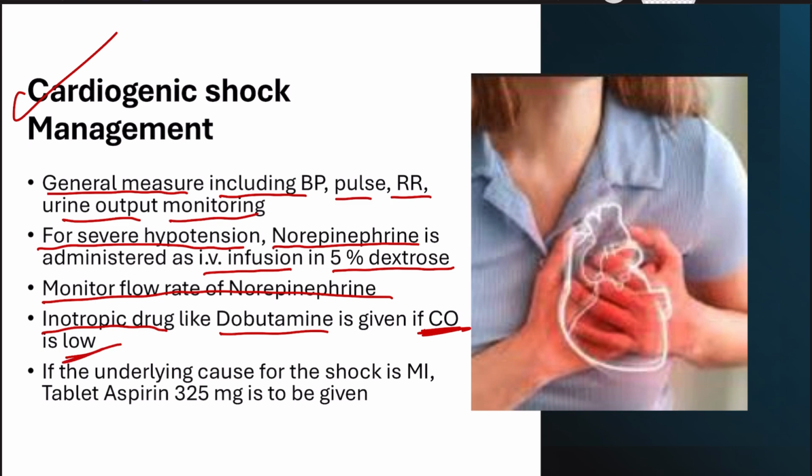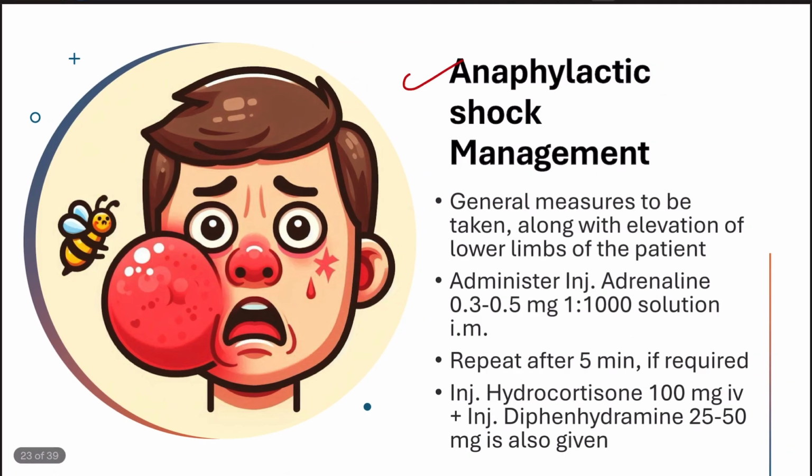And suppose the underlying cause of the cardiogenic shock is myocardial infarction, then in that case we will also give the patient tablet aspirin 325 milligram, because it is mainly due to myocardial infarction. Then about anaphylactic shock, as you can see here, it is basically due to a bee sting which has led to edema and also led to anaphylactic shock. The general measures have to be taken here also, along with elevation of the lower limbs of the patient. This is because it helps in preventing the pooling of blood.